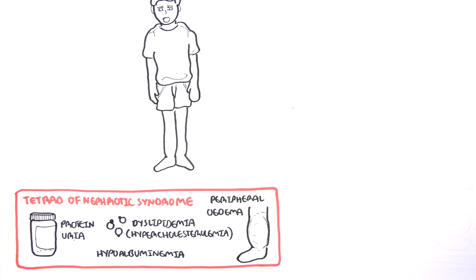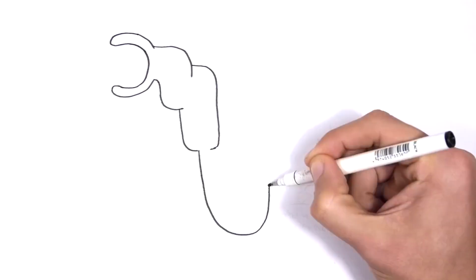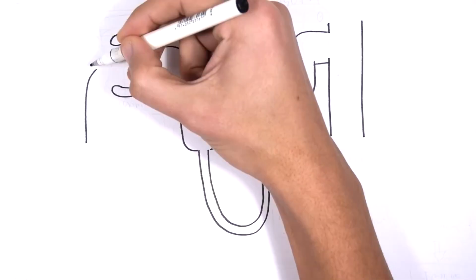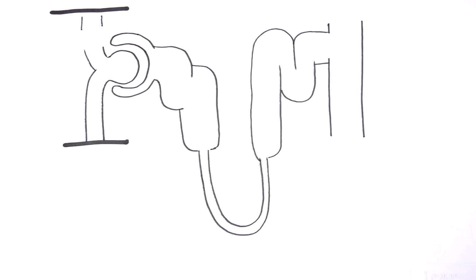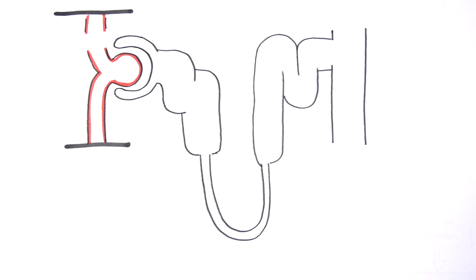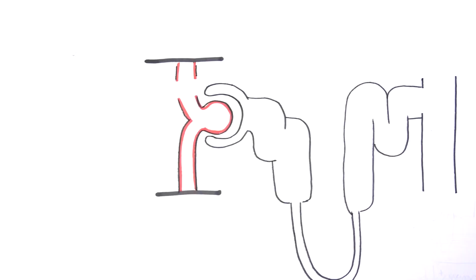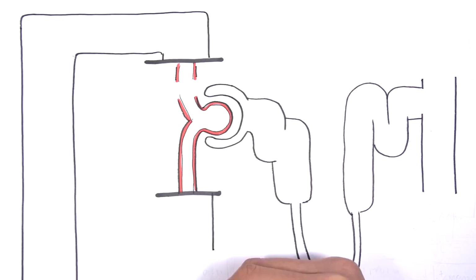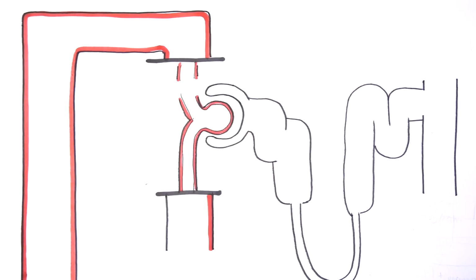So let us look at the pathophysiology and see how this tetrad occurs. So here is a nephron, the functional unit of the kidney. Here is the afferent arteriole coming into the head of the nephron and forms the glomerulus within the head of the nephron. Coming out is the efferent arteriole, which eventually joins with other efferent arterioles to form the renal vein. And then the renal vein will enter circulation once again.